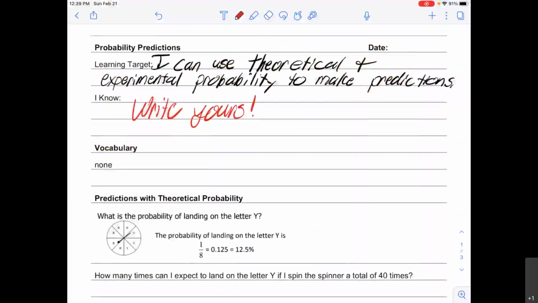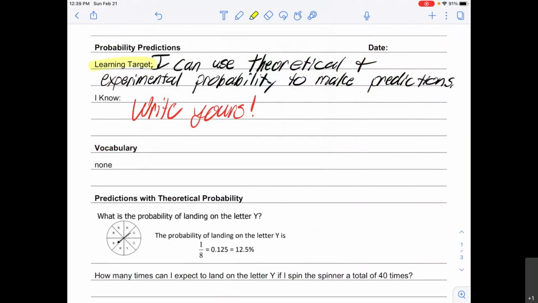We are talking about how to use theoretical probability or experimental probability, which could also be called relative frequency, in order to make predictions about what will happen in a real world situation or in an experiment. So, our learning target today is I can use theoretical and experimental probability to make predictions.